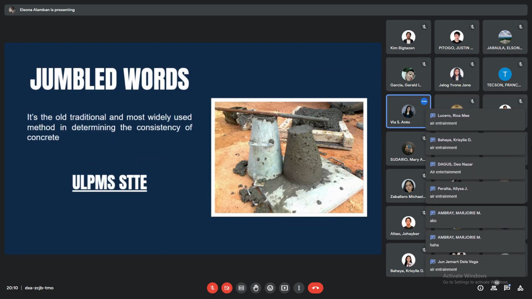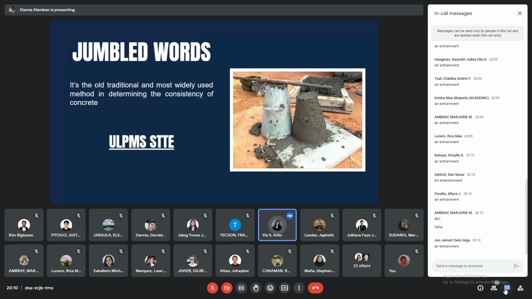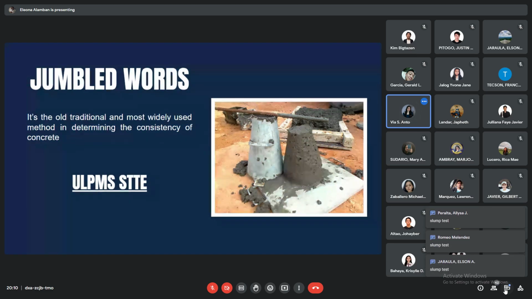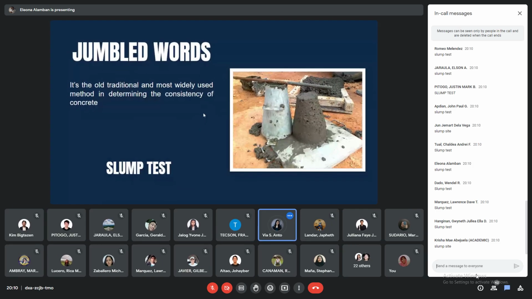So, last. It is the old traditional and most widely used method in determining the consistency of concrete. One, two, three, go. Peralta got it first. So, the correct answer is slump test. That would be all. Thank you.